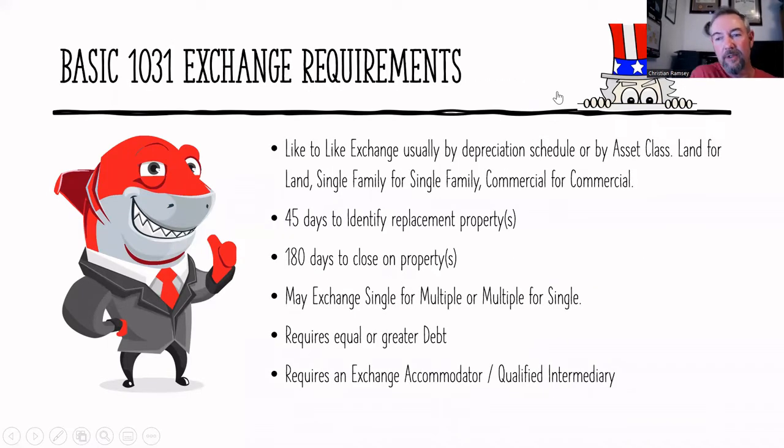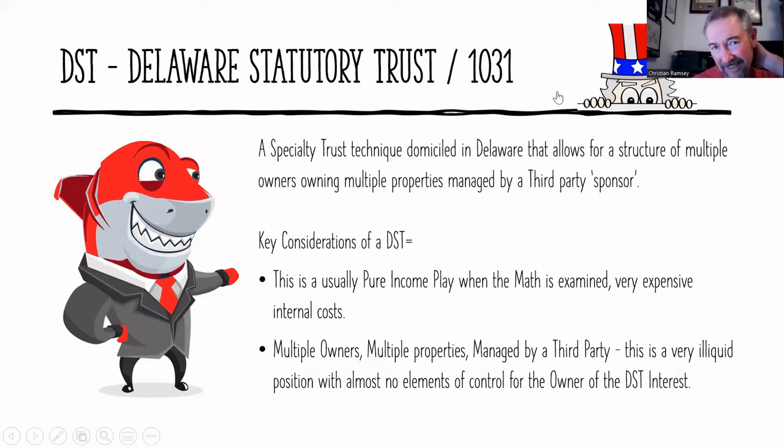So a 1031, that's a tried and true technique. A lot of professional real estate investors are aware of it, but it's really kind of a one-trick pony. It is designed to grow real estate. It's not really designed to be effective for transitioning out of real estate or transitioning to a less controlled real estate position. So let's talk about DSTs.